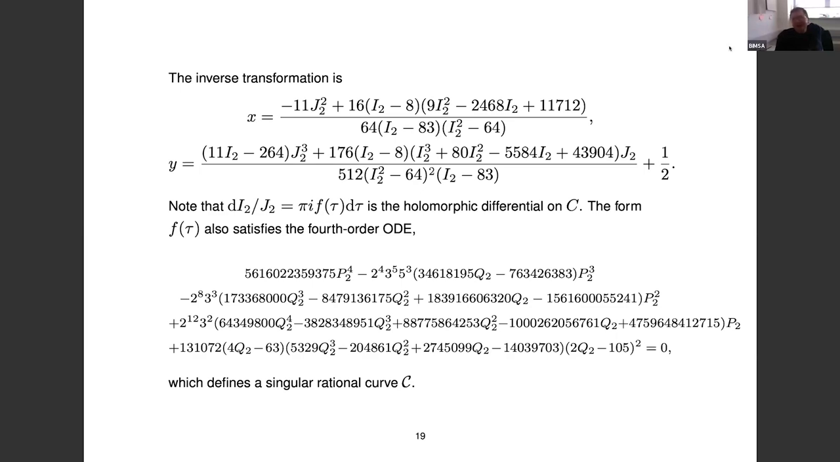Unfortunately, I don't know. I can't say. These are singular, so the fourth order equation in all our examples is a singular rational curve. All third order equations give singular curves, either rational or elliptic. We don't have any higher genus examples. So I don't have a good answer, unfortunately.